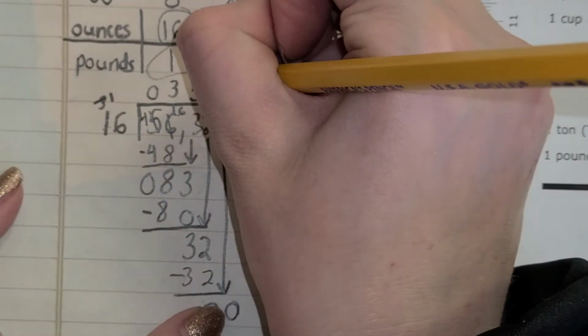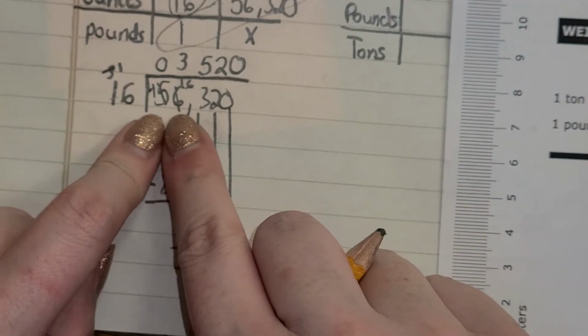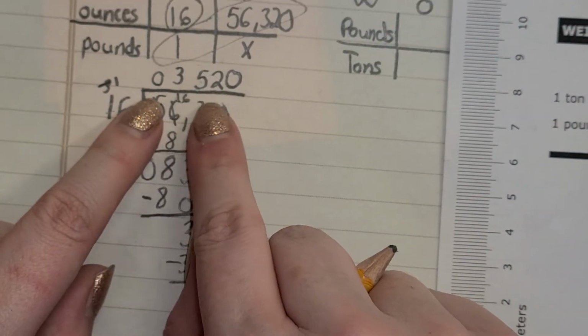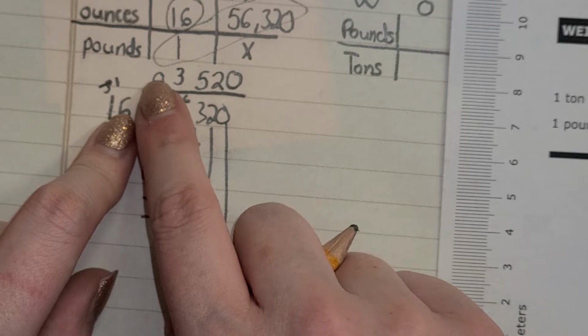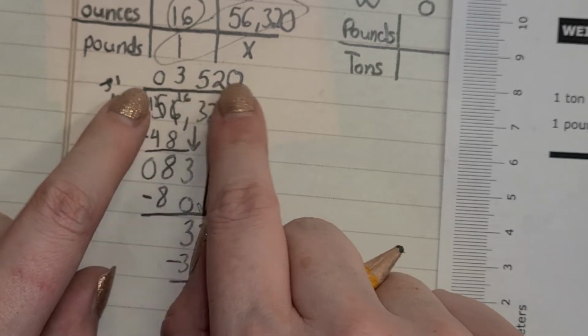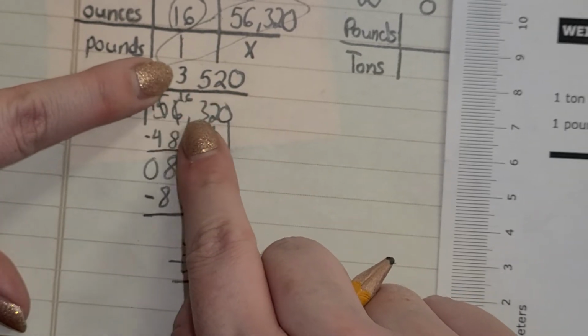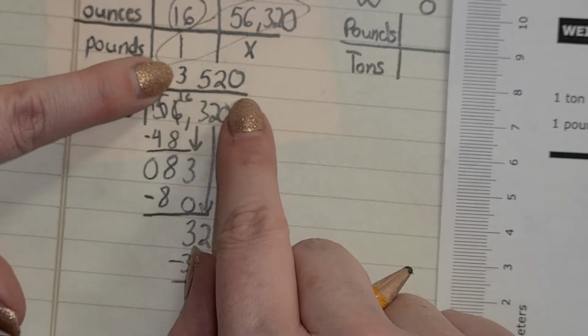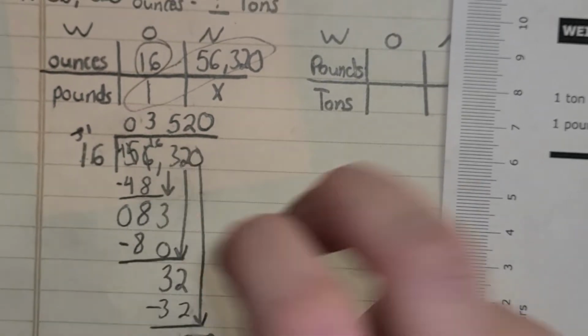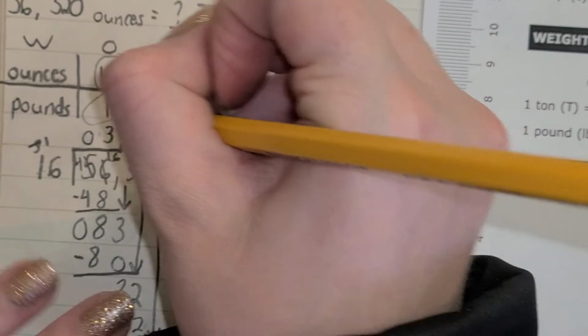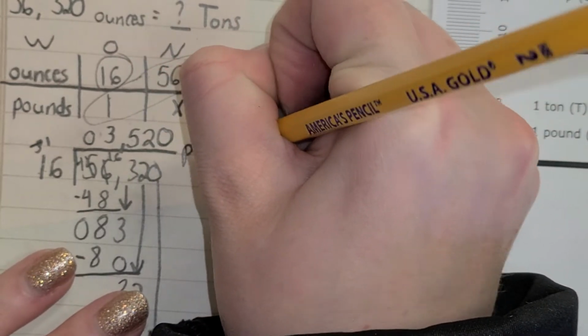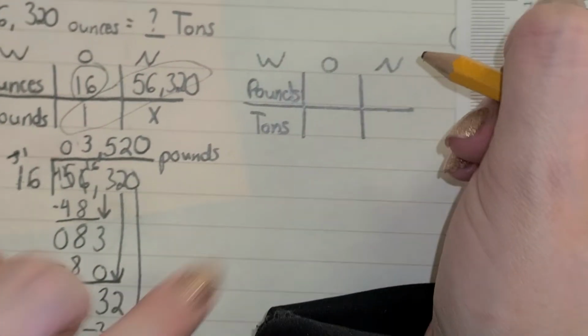16 goes into 0 0 times. Every number that you're dividing needs to have a number over it. The zeros at the beginning don't affect the value, but everything to the very end needs to be accounted for. So your first answer is 3,520 pounds. And we're going to use that over here.